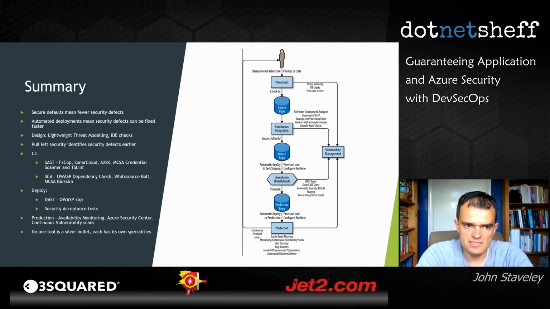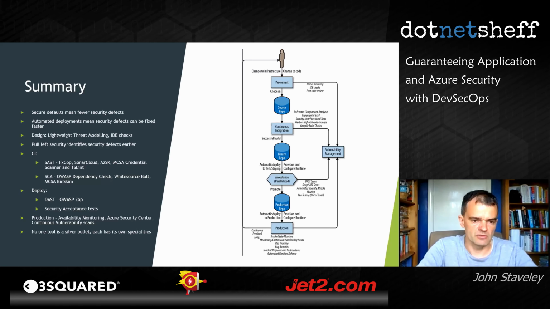At the CI stage, we can do static analysis and component checking. We looked at a number of tools you can use to do that: FxCop, SonarCloud, AZSK, and the MSCA suite. And then OWASP Dependency Check and WhiteSource Bolt for the components and NPM packages you rely on. Then we do a deployment. We've got a secure automated deployment which deploys on every check-in. And then we do dynamic analysis using OWASP ZAP, and we ensure our security using security acceptance tests.